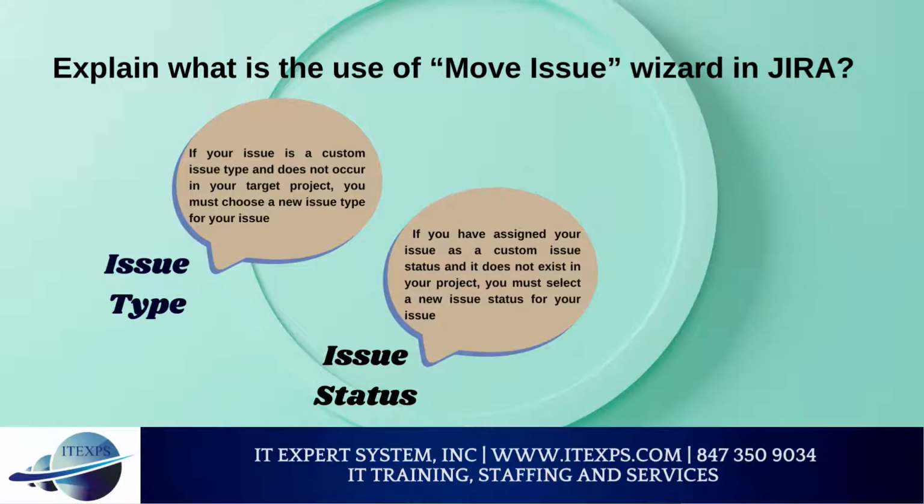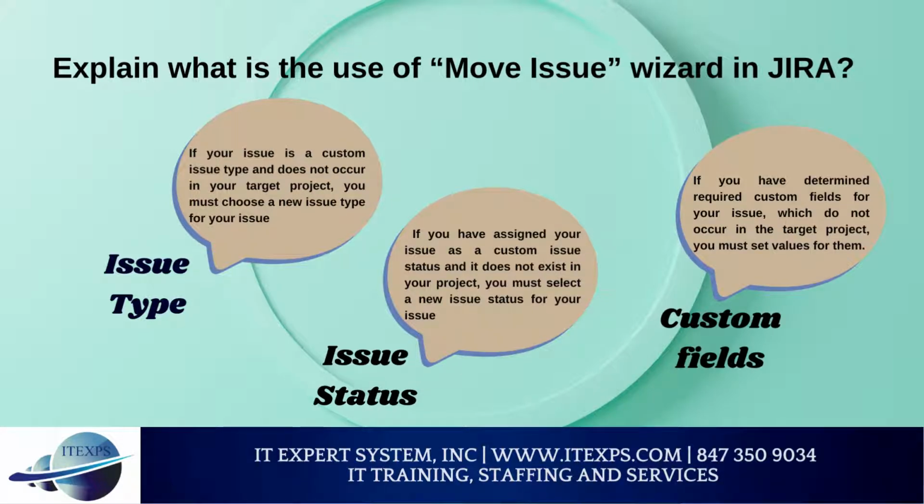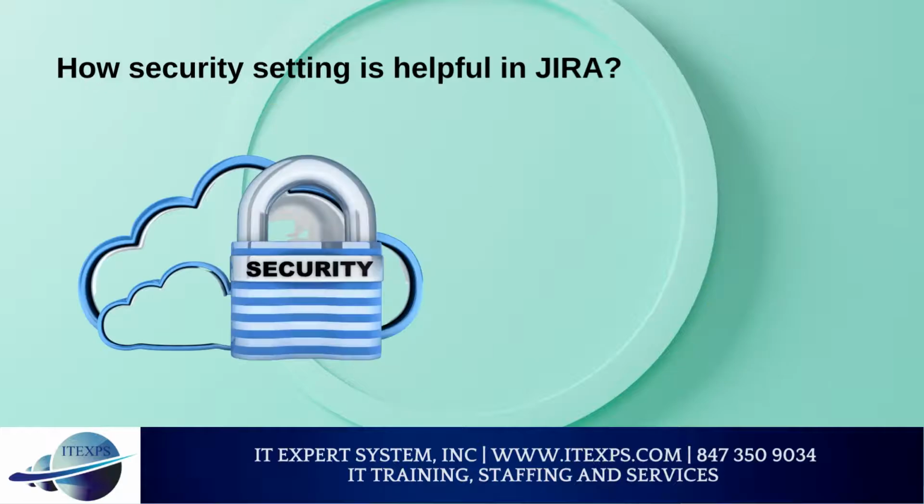Issue status. If you have assigned your issue a custom issue status, it does not exist in your project. You must select a new issue status for your issue. Custom fields: if you have determined required custom fields for your issue, which do not occur in the target project, you must set values for them.